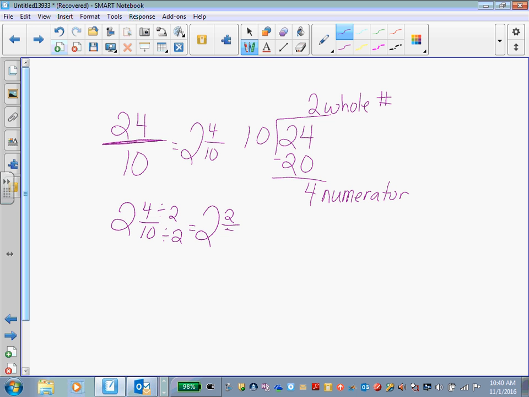2 and 2/5. That is to change it from a mixed number to an improper fraction. So it's kind of doing the opposite. It's a good way to check to see if you've gotten it right. What she was saying is if you multiply the denominator times the whole number, you get 20, plus the numerator is 24. So that's just a way for you to check to see if you got it right.